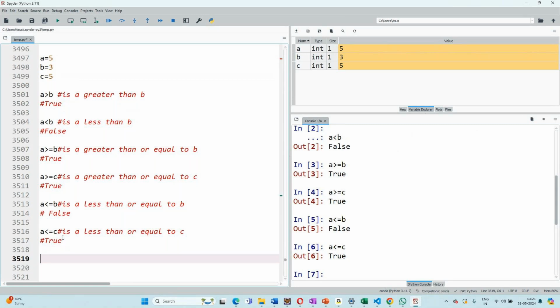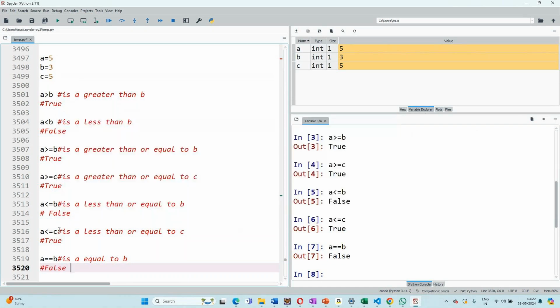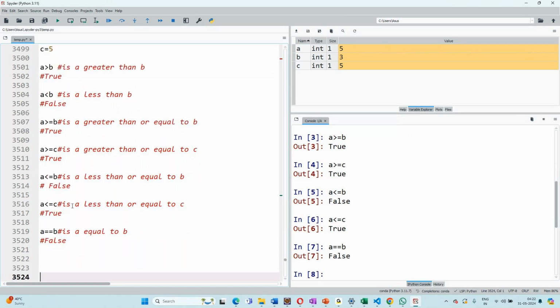And then I am asking, is a equal to b? So the question is, is a equal to b? The answer is going to be false, because a is not equal to b.